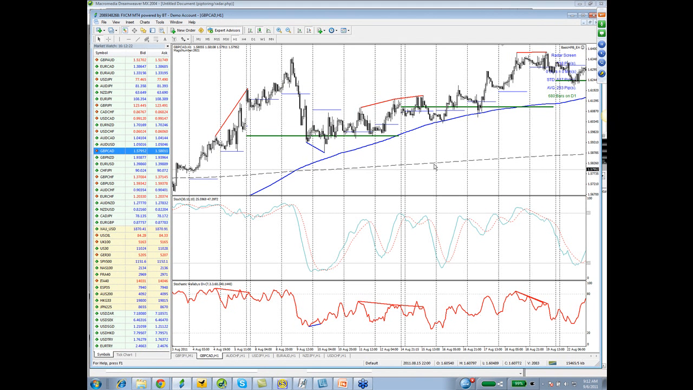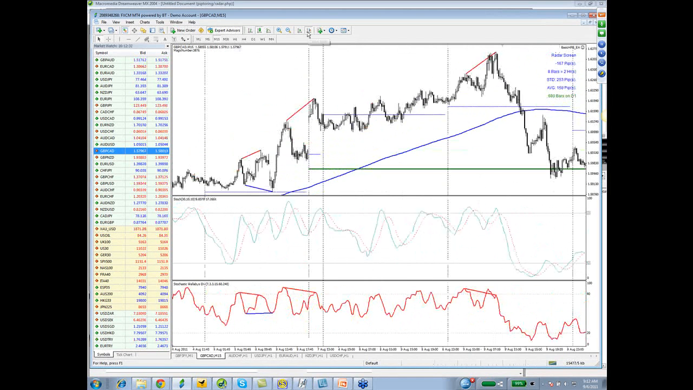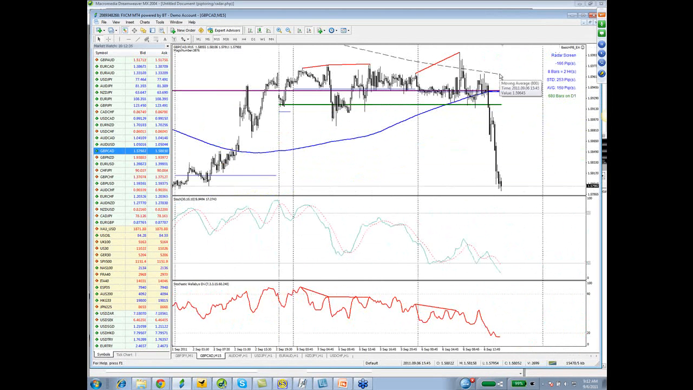Fair value for the pound Canadian on the 1 hour time frame is the 800 period simple moving average on the 1 hour time frame. Fair value for the pound CAD on the 15-minute time frame is the 800 period simple moving average on the 15-minute time frame. Period. End of story. No more comments, no more arguments, no nothing. Scott, that's just the way we look at it. There's a different fair value for every time frame chart.